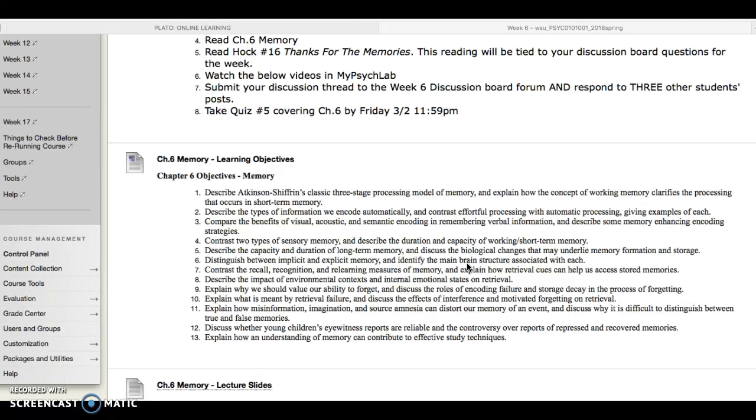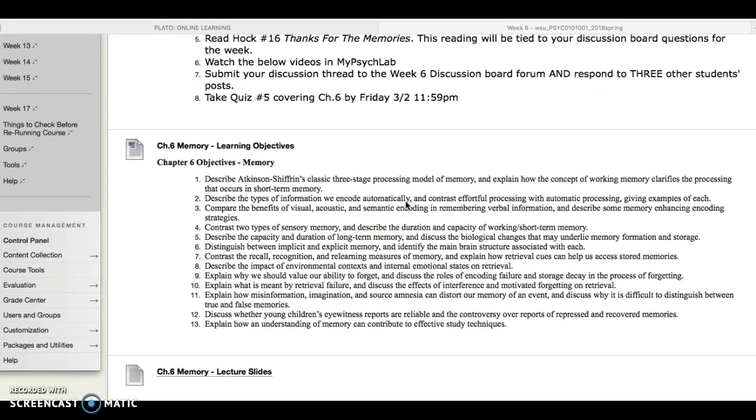You're going to notice that the beginning of the chapter spends a good deal of time setting up a model for how to understand the processing of memory. That is the three-stage processing model, and it really helps to clarify the different mechanisms of memory. So it's going to walk you through sensory memory, short-term memory, and then long-term memory.